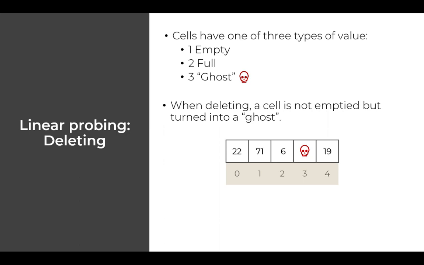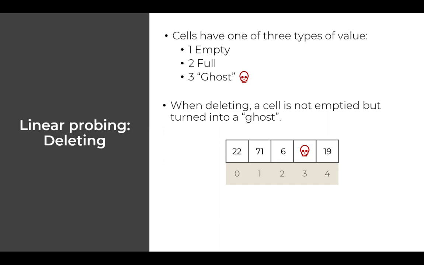Now, when I want to search for the value 22, I will arrive first at position 1. It's going to give me 71, so I keep probing. So I'm going to look at position 2. It's going to give me 6. So I keep probing, and then I arrive at the ghost value. And here, when I arrive at a ghost value, that means keep probing. So now I'm going to move to 19, which is not equal to 22. So I'm going to probe and go back to the beginning, and then I'm going to be able to find 22.